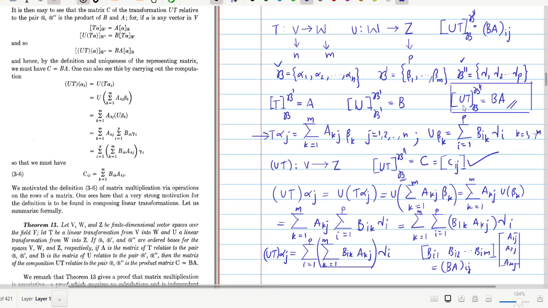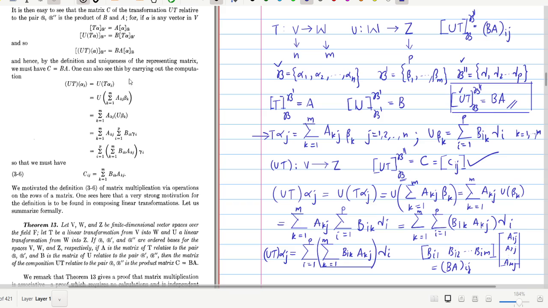So if the matrix of U is B and the matrix of T is A, then the matrix of UT, the composition, is nothing but the product of the matrices. This product is defined as the usual product that we have learned from plus two classes onwards. This is one of the reasons why we define the product of two matrices in that manner.